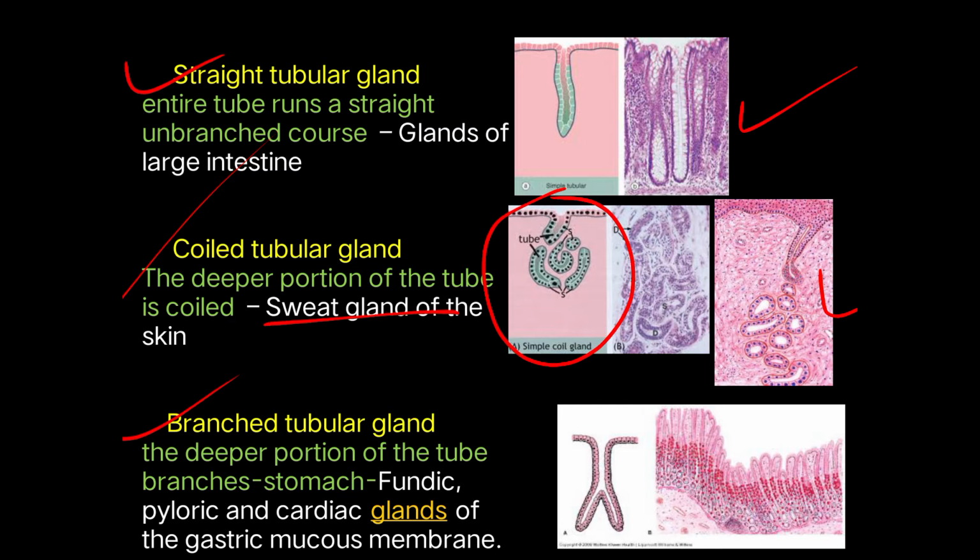You can see that it is branched here. In the branched tubular gland the deeper portion of the tube branches, like it is found in the stomach. The fundic, pyloric and cardiac glands of the gastric mucous membrane, meaning all the glands of the stomach, are branched tubular. We know that different types of cells are also there in the stomach.